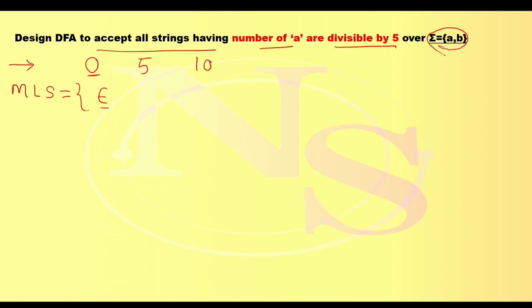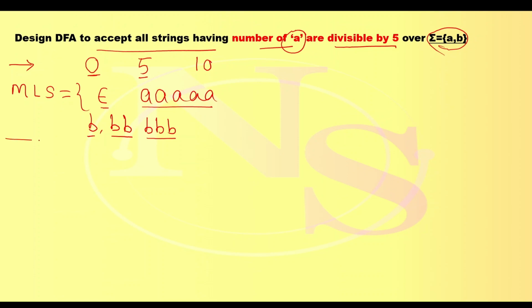Or, sigma is given as a comma b. If I write here a single b, how many a's here? 0. It's a single b, so this also becomes a valid string. If I write double b, how many a's? 0. Triple b, 0 number of a's. Because the condition is given on the number of a's and not on the number of b's, if any number of b's are coming, it becomes a valid string. For example, if I write 5 a's, there should be 5 a's. Apart from this, if any number of b's are coming, it also becomes a valid string. Our concentration should be on the number of a's and we should not focus on the number of b's. Number of b's may come or may not come. That's not our question's condition.